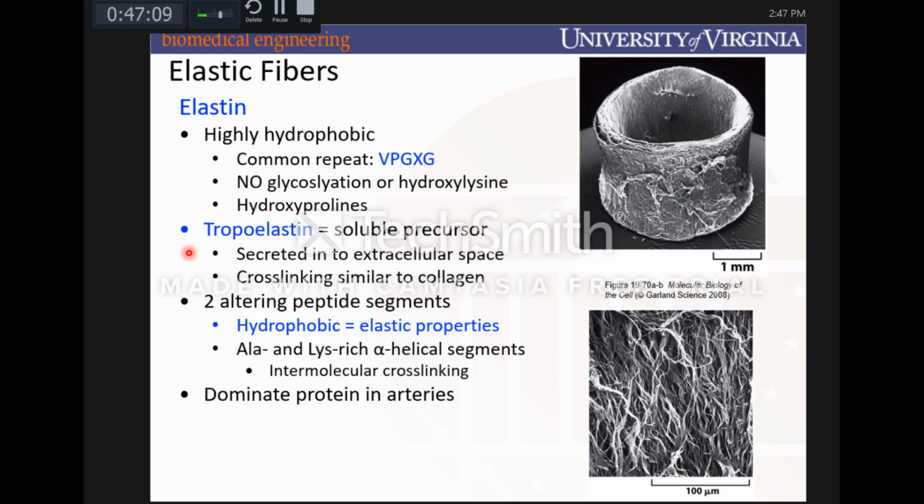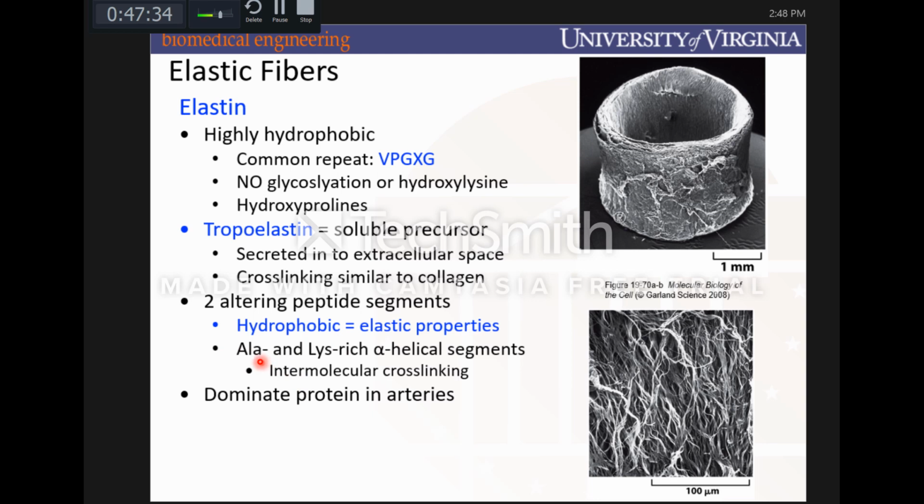Tropoelastin is the soluble precursor. So again, you don't want fibers being formed before it gets outside the cell. And it cross-links in a similar way to collagen does, with those oxidases. What gives it its properties is the hydrophobic regions, which we talked about previously with the sugars, that provide the ability to want to return to your normal state.